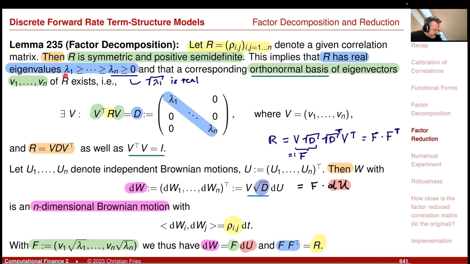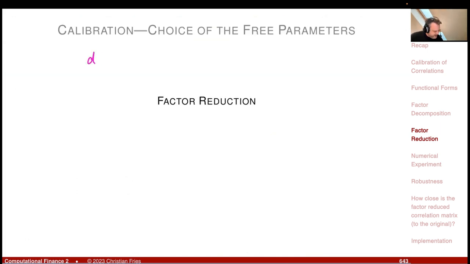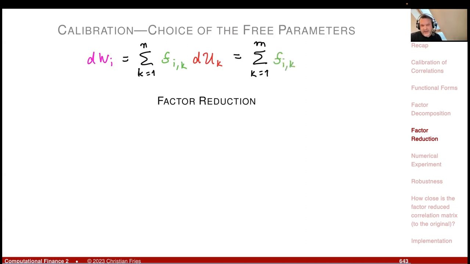My eigenvalues were ordered. So if lambda describes how strong the movement is, maybe I can just reduce the number of factors by throwing away a few of them. So instead of saying that dW_i is the sum over k from 1 to n of the factor F_ik dU_k, maybe we could just take the first m movements. So I just take F_ik for k from 1 to m, use that to generate the Brownian increment, and throw away the remaining part.